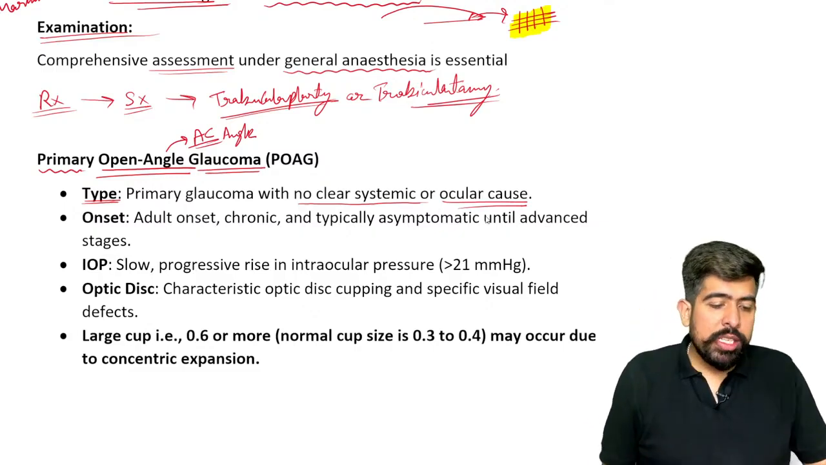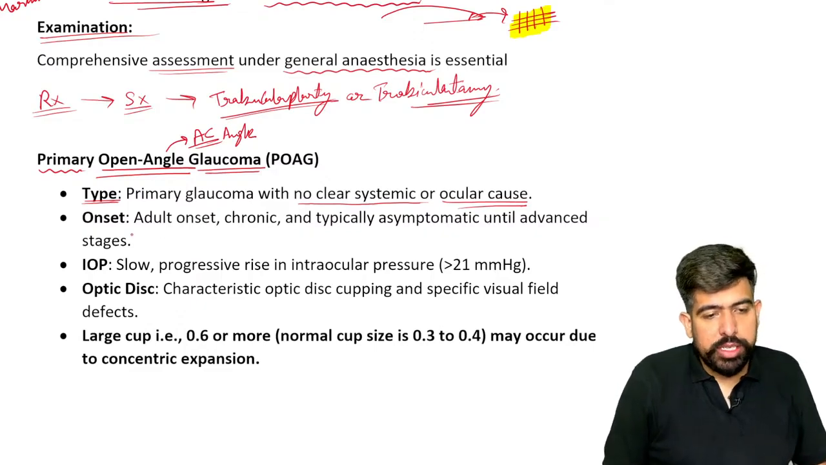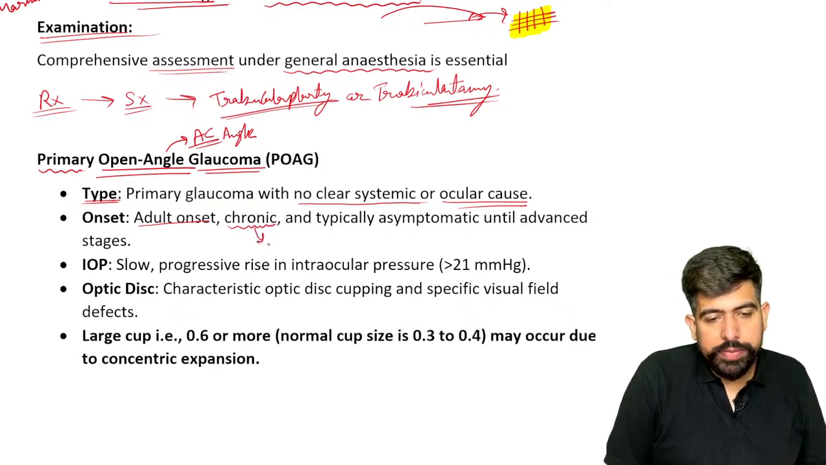What is the onset of this? Please remember, it has an adult onset and a chronic onset, chronic and slowly growing progression.